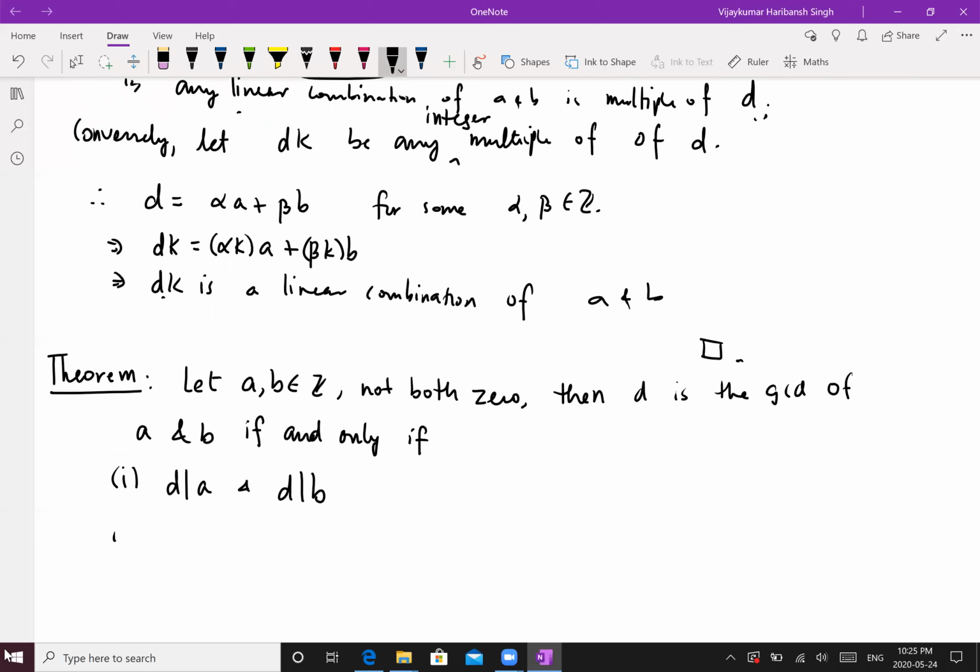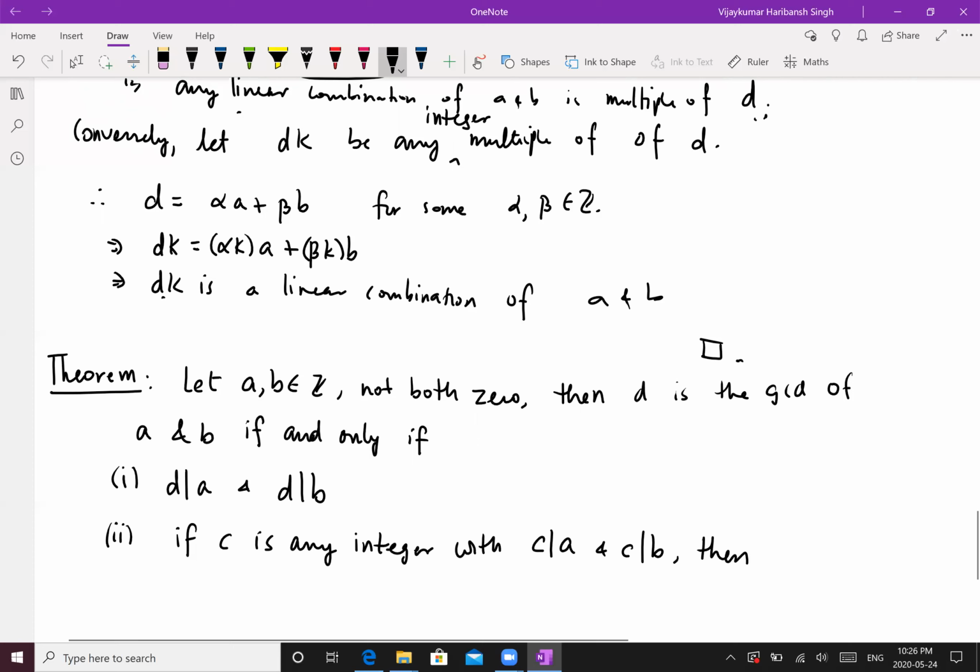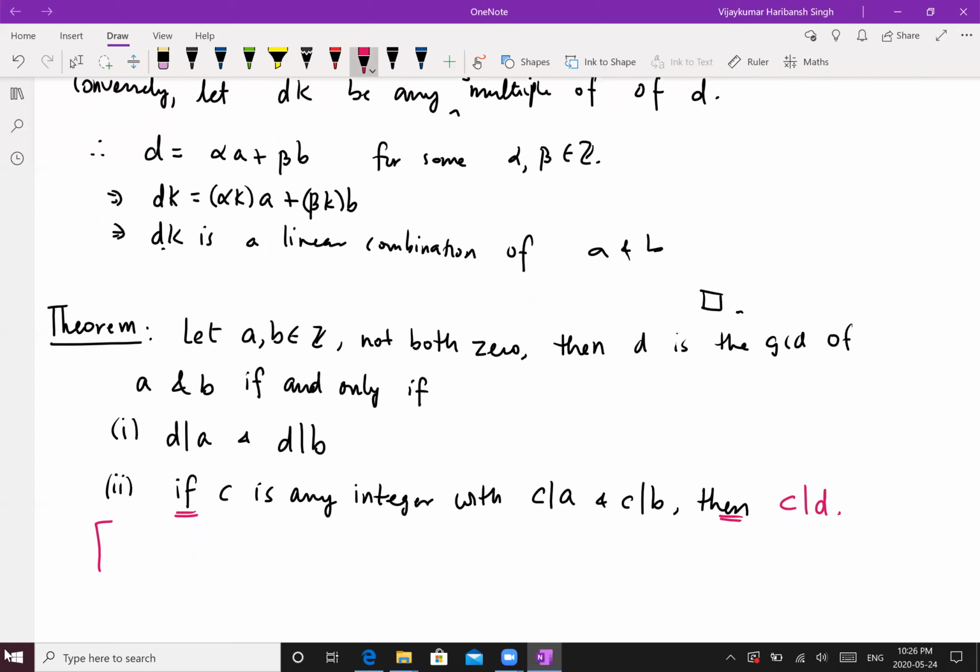Two, if C is any integer with C divides A and C divides B, then C divides D. So note that many books take this as the definition of GCD. All right. So now let's try to prove this.